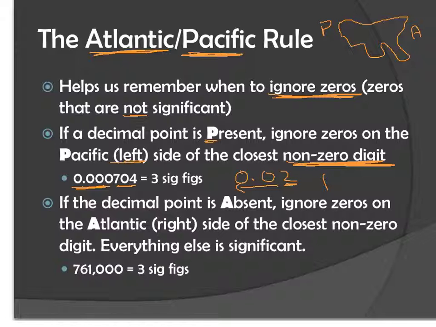On the other end of it, if the decimal point is absent, we're going to ignore zeros on the Atlantic side, the right side of the closest non-zero digit. So if we look at a number like 761,000, it only has 3 sig figs. It's these first 3 numbers on this side, to the right of the closest non-zero digit, that number 1, are ignored. So there's only 3 sig figs here.